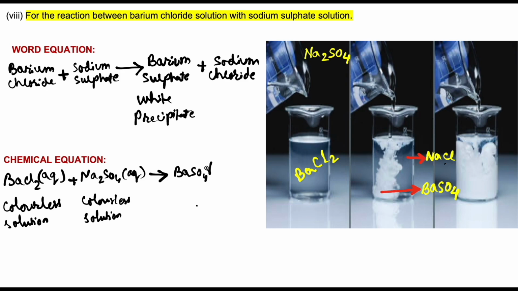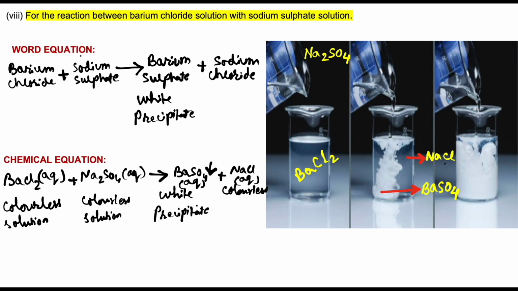It is obtained as a white precipitate, insoluble in the solution. That is why it is shown with an arrow pointing downward. This BaSO4 is a white precipitate along with sodium chloride solution, which is colorless. This barium sulfate is again aqueous in nature and sodium chloride solution is also aqueous in nature.